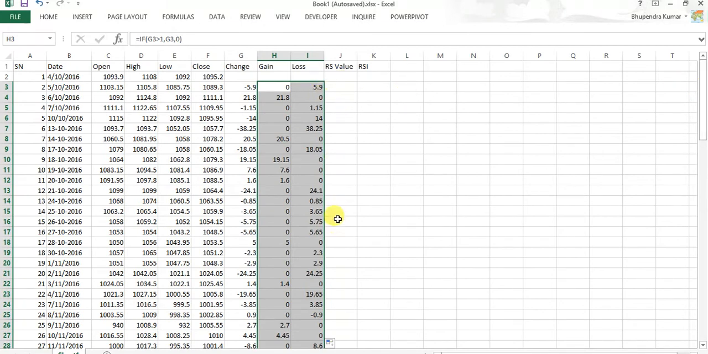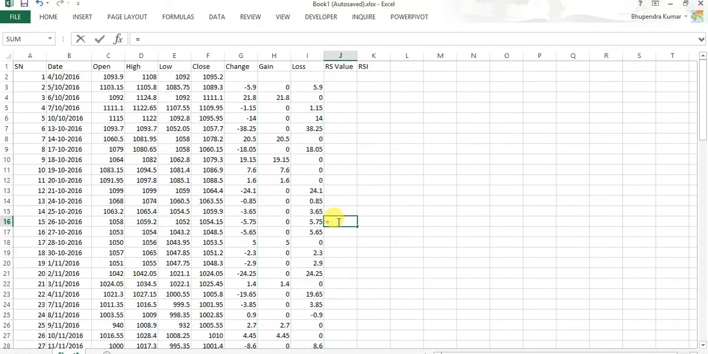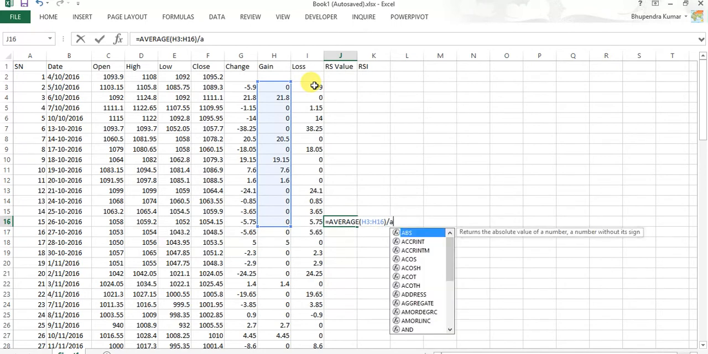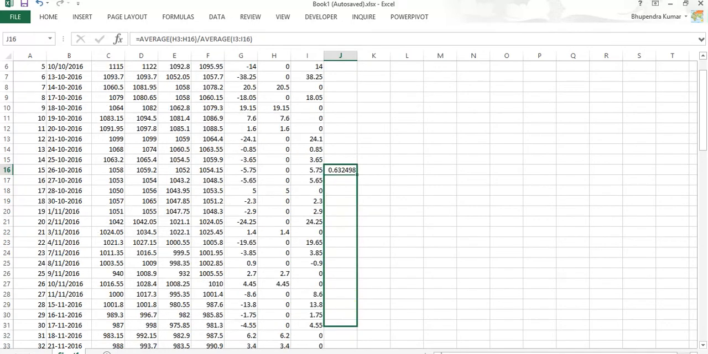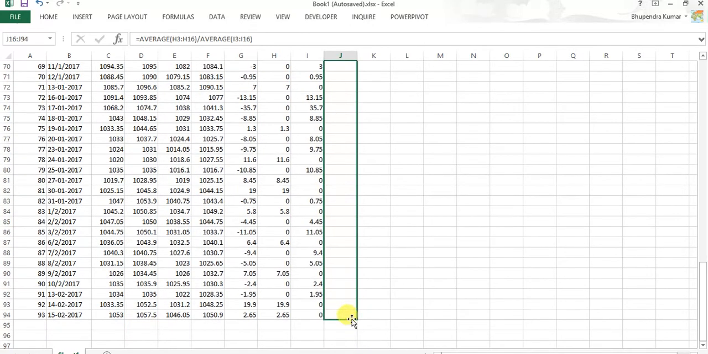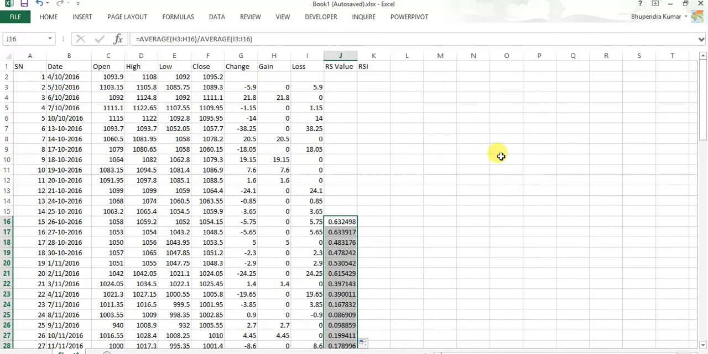What is RSI? RSI basically is for 14 days average gain and average loss. So here, the average gain for the last 14 days is this one, divided by the average loss for the last 14 days, which is this one. It is 0.63, and this is to be applied to all. So this is the RS value, average gain divided by average loss for different days.